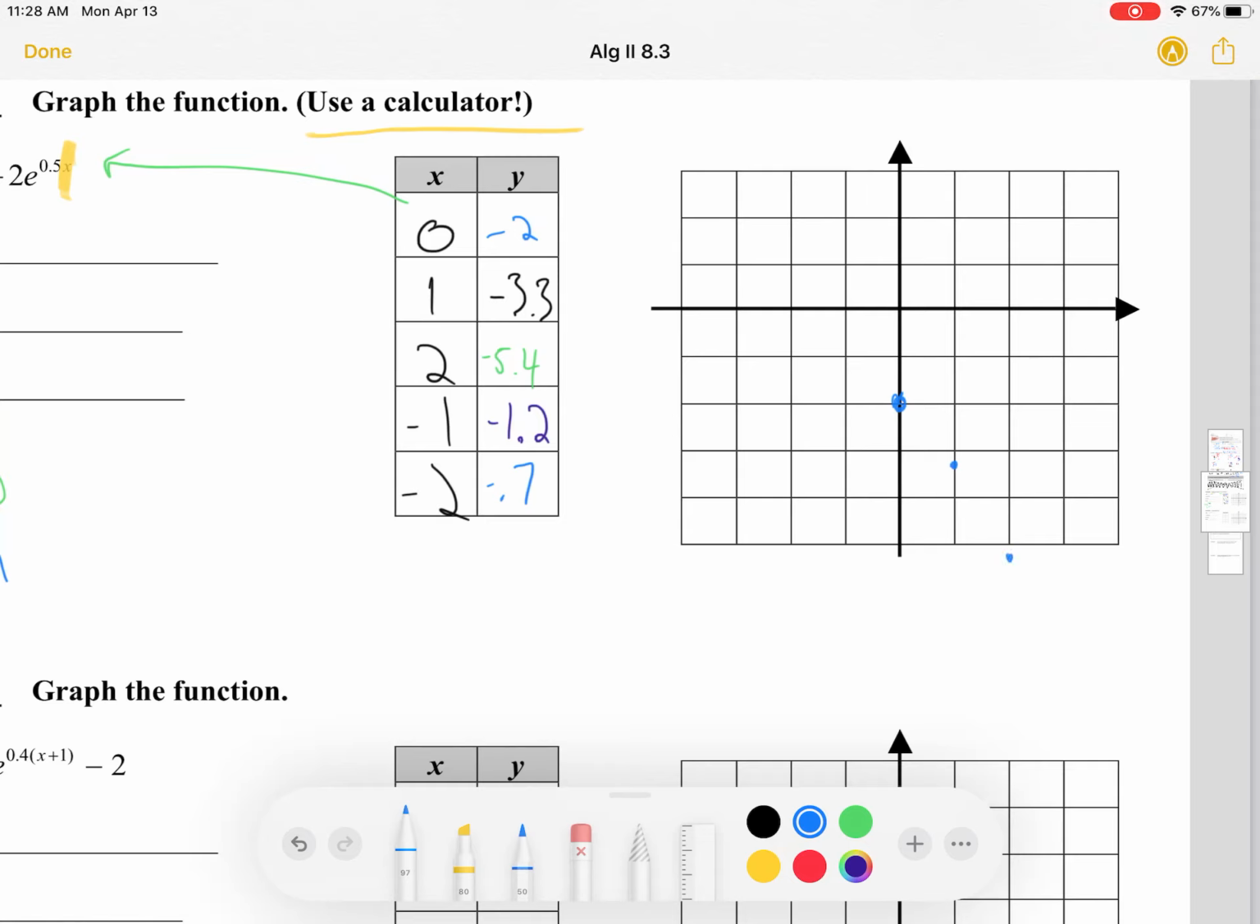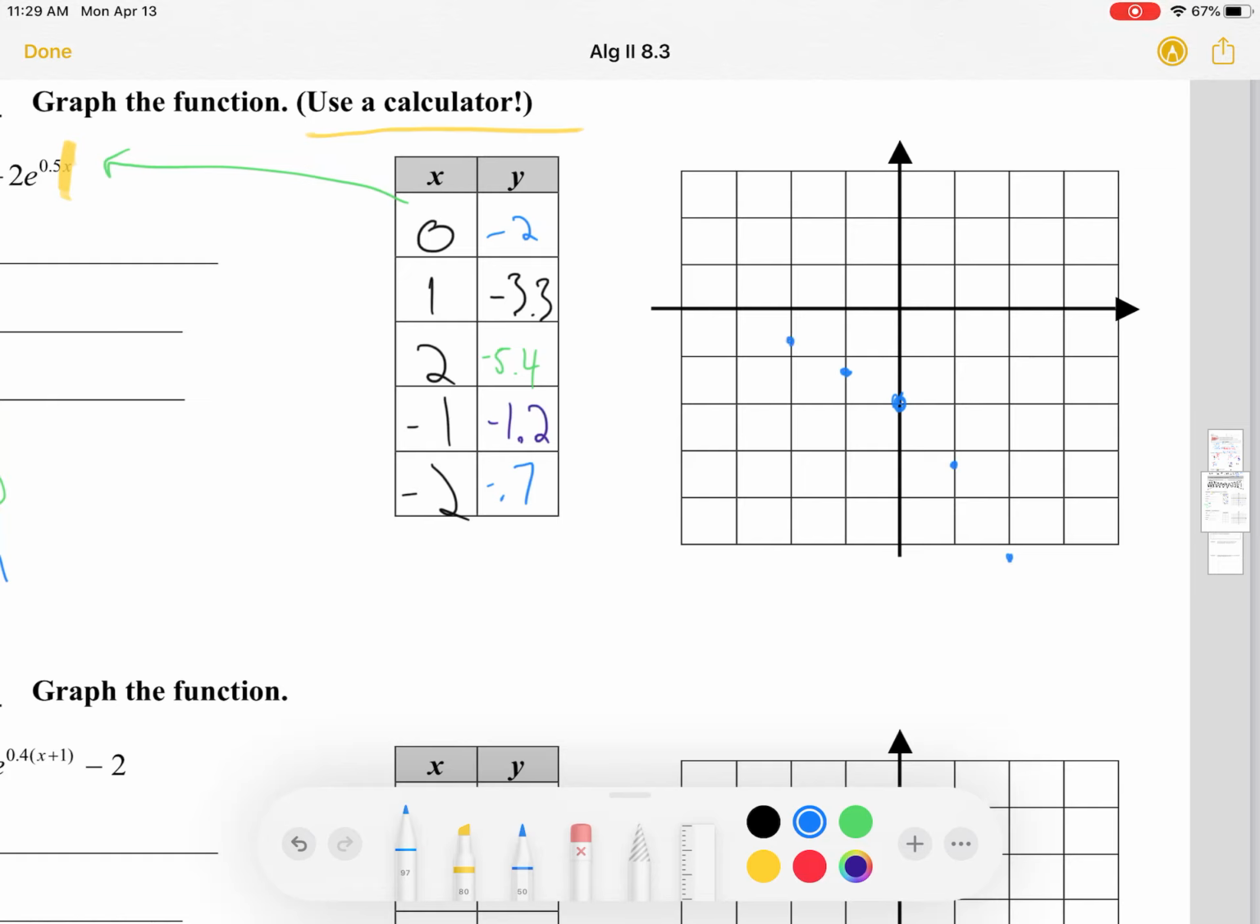Again, you don't have to be perfect because I can't tell the difference between negative 5.4 and negative 5.6 really on this graph. It's hard to tell. Just be as close as you can, eyeball it. Okay, next up we have negative 1, negative 1.2, so that's left 1, down 1.2. Last but not least, negative 2, left 2, down 0.7, so about right there.